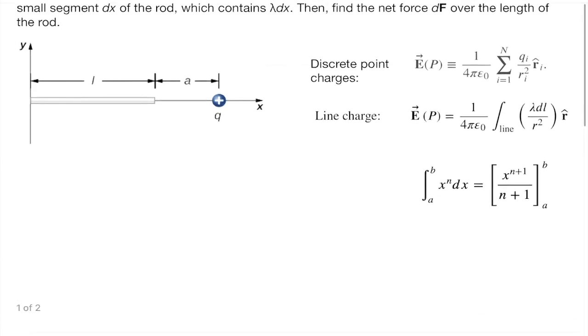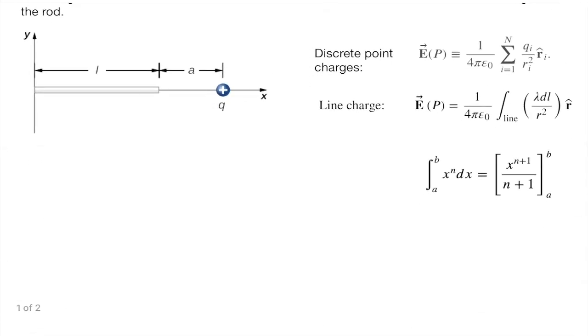All right, and so what we saw for discrete point charges is that the electric field is 1 over 4 pi epsilon 0 times the sum, for each charge we have, of the charge divided by the distance between the charge and the point of interest, squared. All right, so we have a line of charge that's making the electric field, and our point P is over where the Q is.